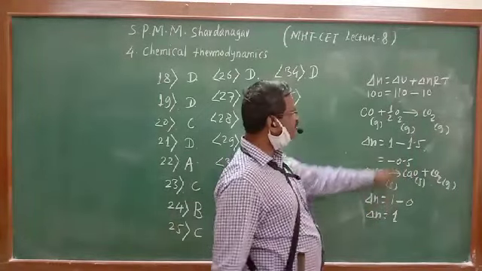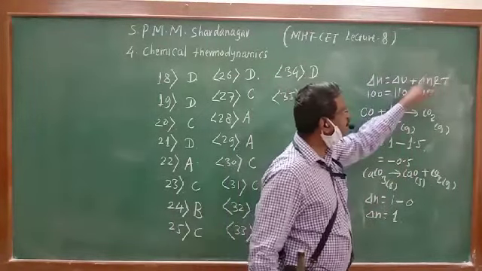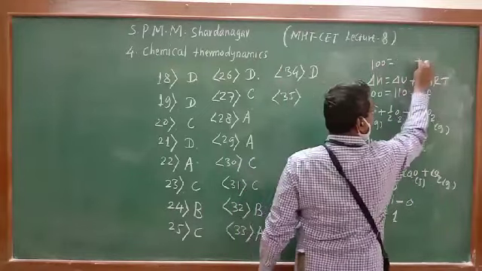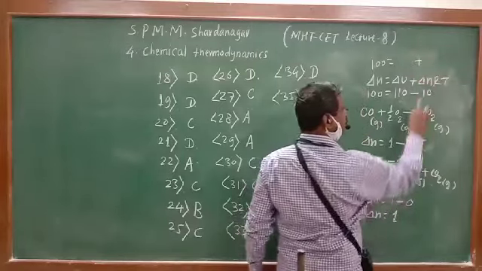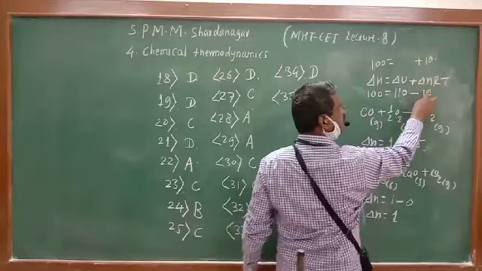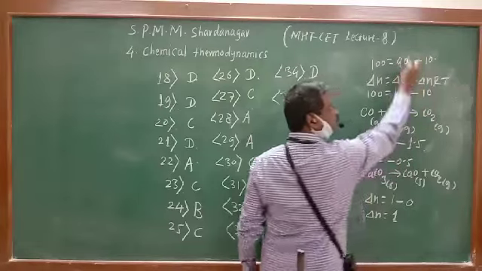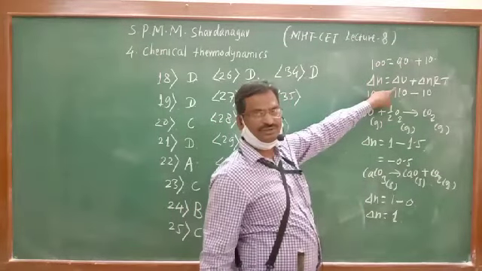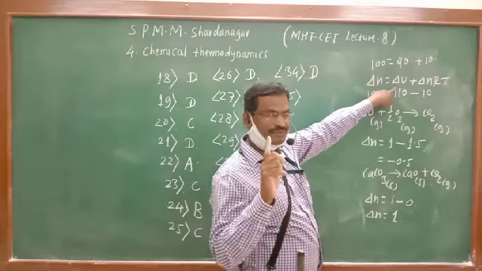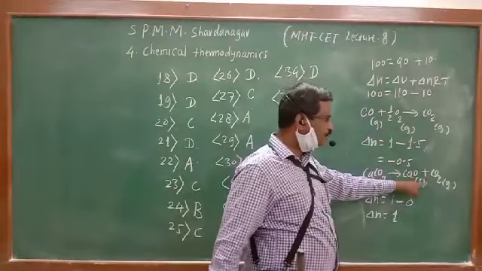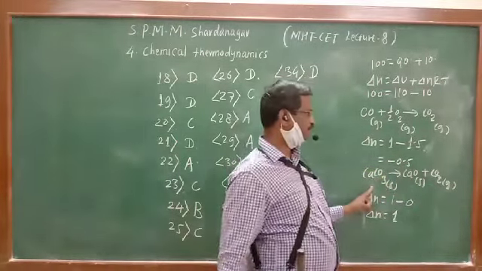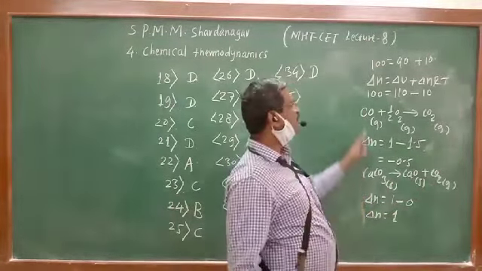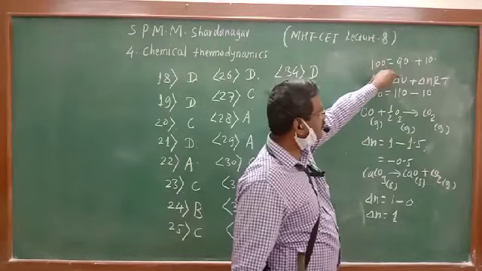Now, since delta N is 1, this answer will be plus. So if delta H is 100, here delta N positive means if that answer comes to be 10, at that time this will be 90. So here delta H is greater than delta U. What is the criteria for that? The criteria is N2 is greater than N1. So whenever N2 is greater than N1, at that time delta H is greater than delta U.